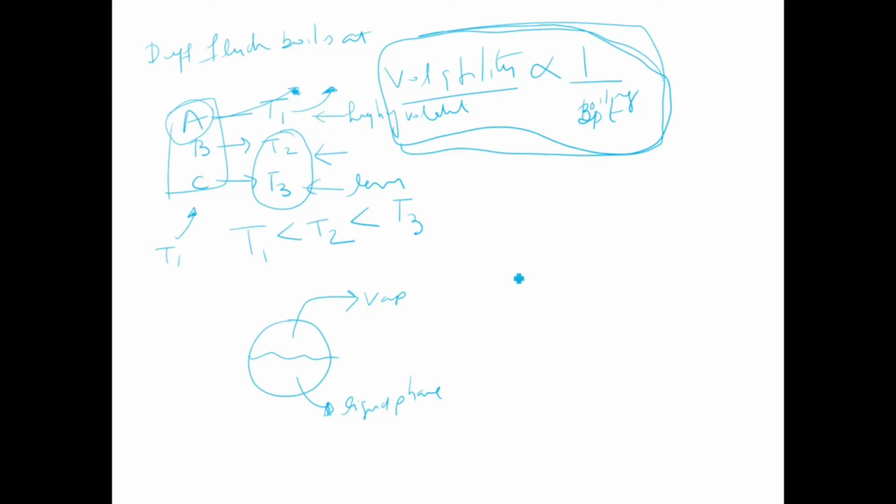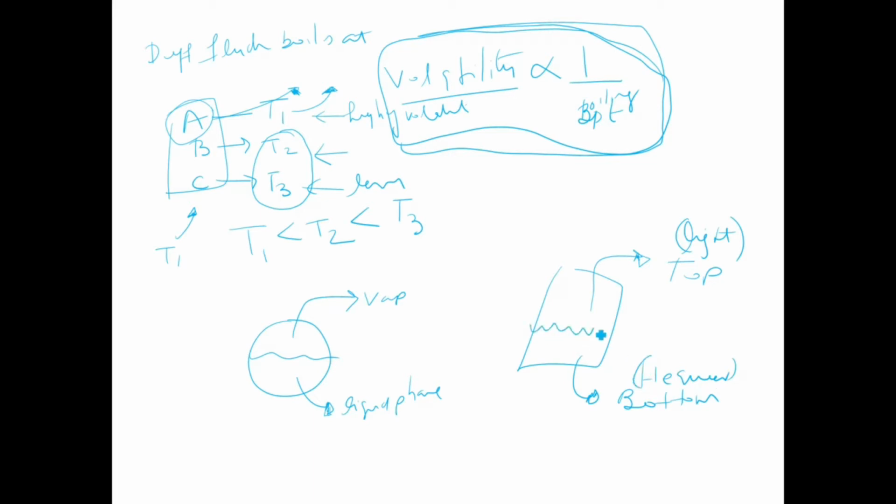What we do is we mostly collect the more volatile compound at the top, and then we collect the less volatile, or heavier, components at the bottom. Normally we call them light materials, and the heavier ones come out in the bottoms. So that's the working principle of distillation.